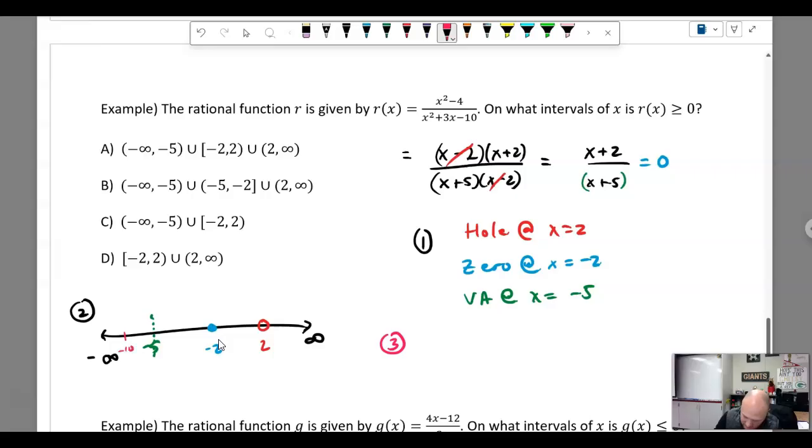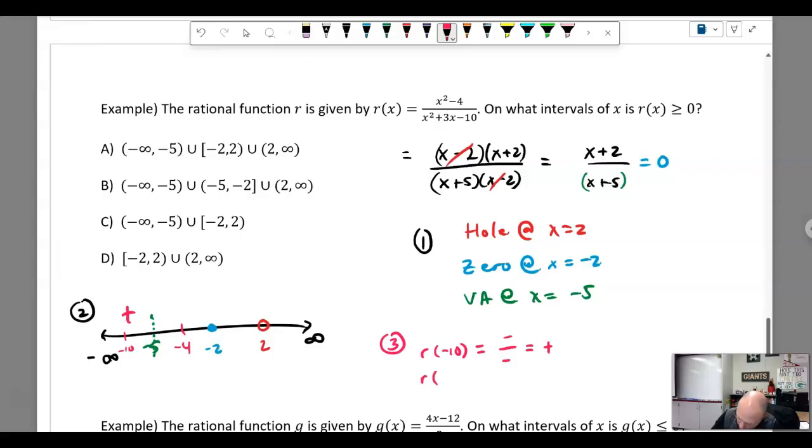So I'll check negative 10, and I get r of negative 10. And again, I'm just going to use the reduced function. I'm going to plug it in, and all I care about is the sign. So negative 10 plus 2, that's negative, divided by negative 10 plus 5 is again a negative. So a negative over a negative, positive. We're positive on this interval, okay?